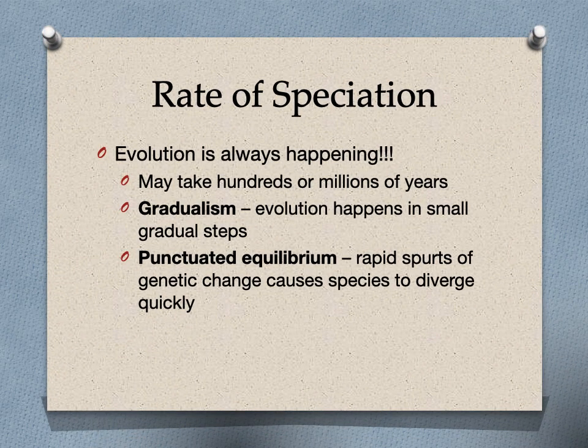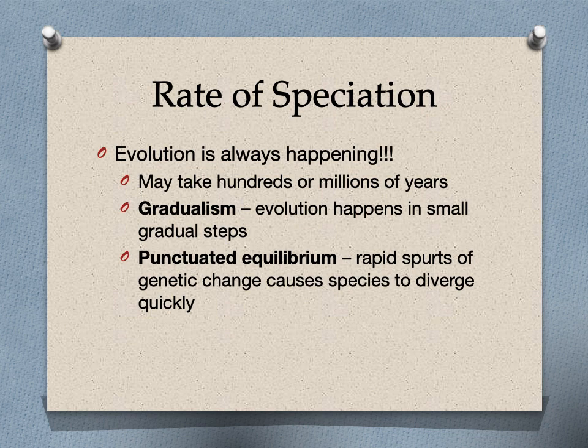Speciation is always happening. Evolution is always occurring. It may take hundreds or millions of years, depending upon where it is and how the environment is affecting those individuals in this population. There are two types of speciation that you need to know. Gradualism, where evolution occurs in small gradual steps, hence gradualism, and another one called punctuated equilibrium, where you have rapid spurts of genetic change that causes species to diverge quickly.